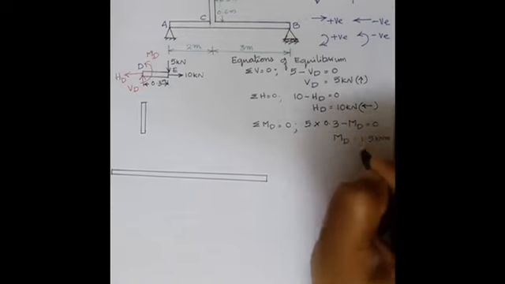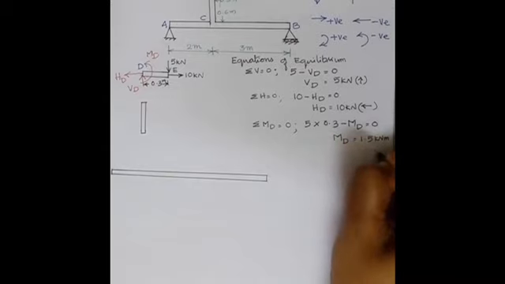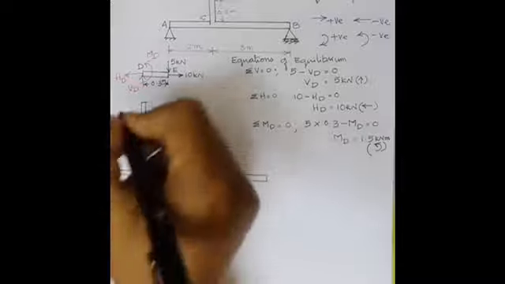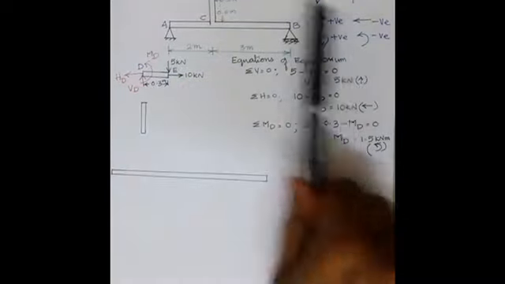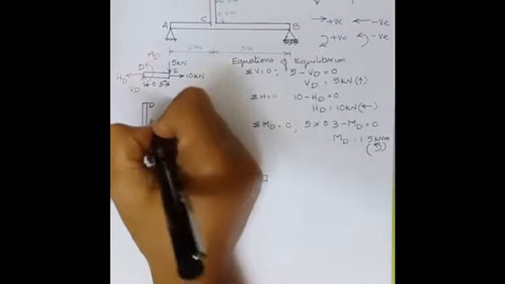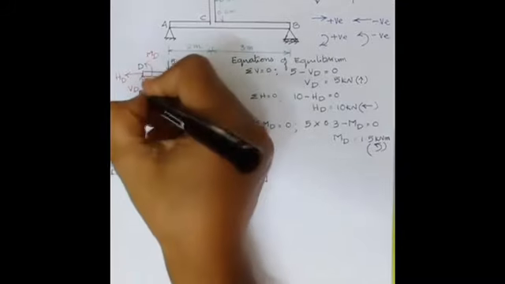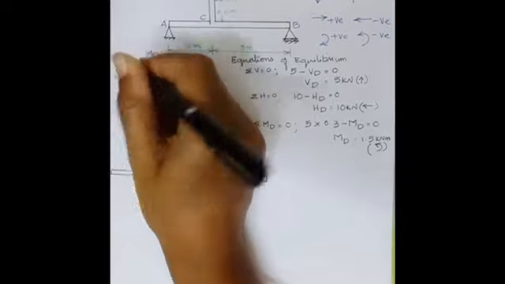You have got it as positive. That means what you have assumed is correct. The direction is anti-clockwise. Okay. Now you consider this portion DC. This is portion DC. So there will be reaction. Here you have got Vd.